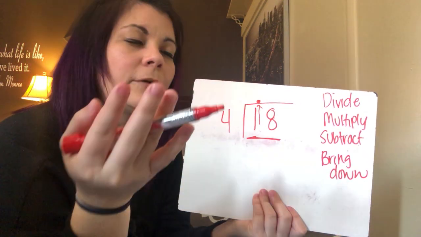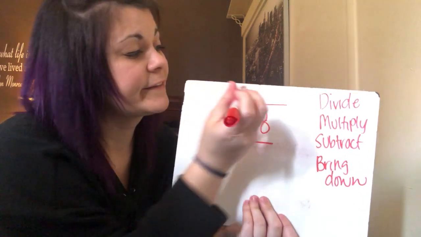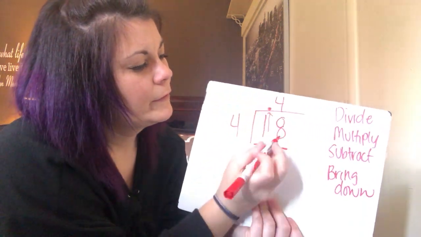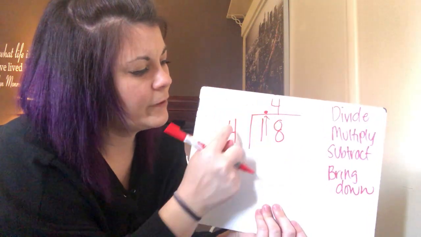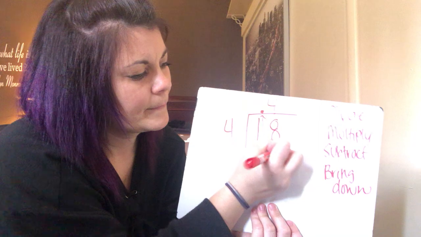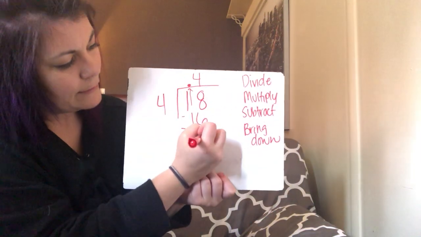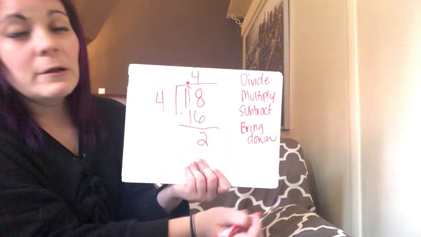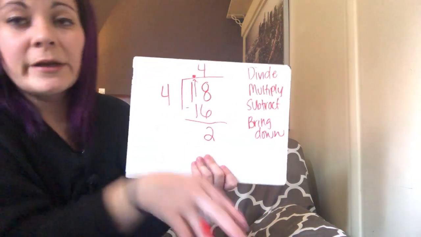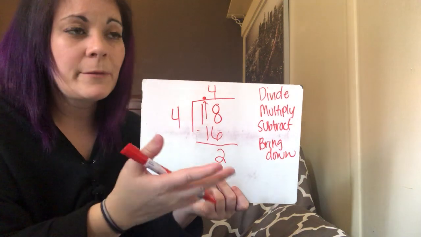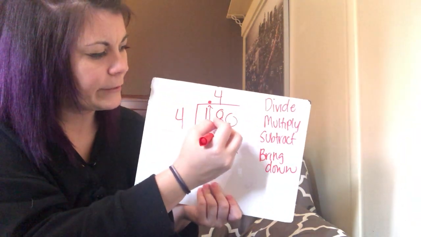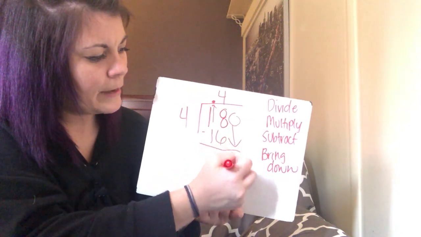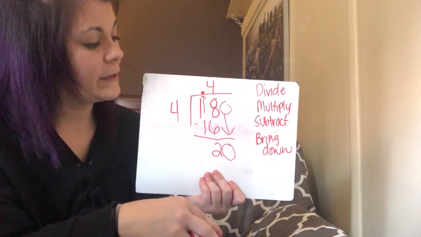Knowing your multiplication, 4 times 4 is 16. So we're going to do that. It goes into 18, and then multiply. 4 times 4 is 16. So we're going to subtract 16. 18 minus 16 is 2. Well, we have a remainder, and so we want to continue on going. And so when we have a remainder and we want to continue on going, the only thing we can do is bring down a 0. Okay? That's the only thing you can do is bring down a 0.